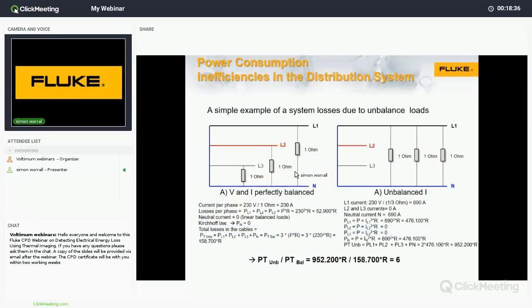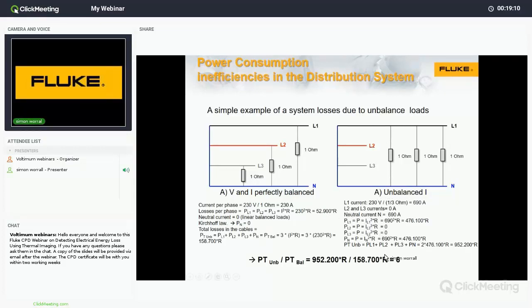On screen, we've got two examples: a perfectly balanced system and a perfectly unbalanced system. In this webinar, I'm not going to go through the calculations. They're both there on screen, and as we said, you can obtain a PDF of this presentation and go through it yourselves. On the left-hand side is a perfectly balanced system. Each phase has 1 ohm and the same current flowing through. On the right-hand side, we've got a perfectly unbalanced one, where we've got all three loads on L1 and nothing on L2 and L3.